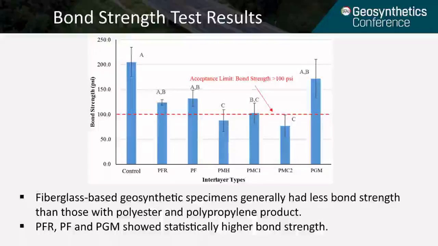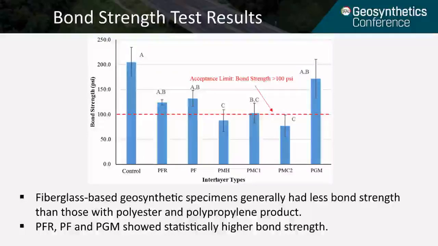Here are the bond strength test results. A proper bond between pavement layers is critical to provide satisfactory long-term performance for pavement structure. NCAT recommended the minimum bond strength is 100 psi. This can ensure adequate interlayer bonding for asphalt pavement.